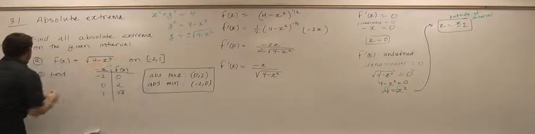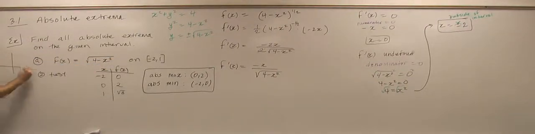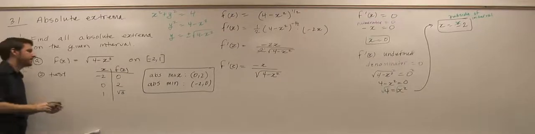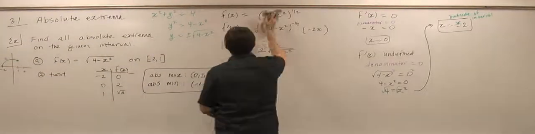But it's only on the interval -2 to 1. So here's -2, here's 1. I would have the top half of the circle like this, but I'm cutting this part off. So this is my graph. And that's why 0, 2 is my maximum up here. And then -2, 0 is my minimum. Makes sense.